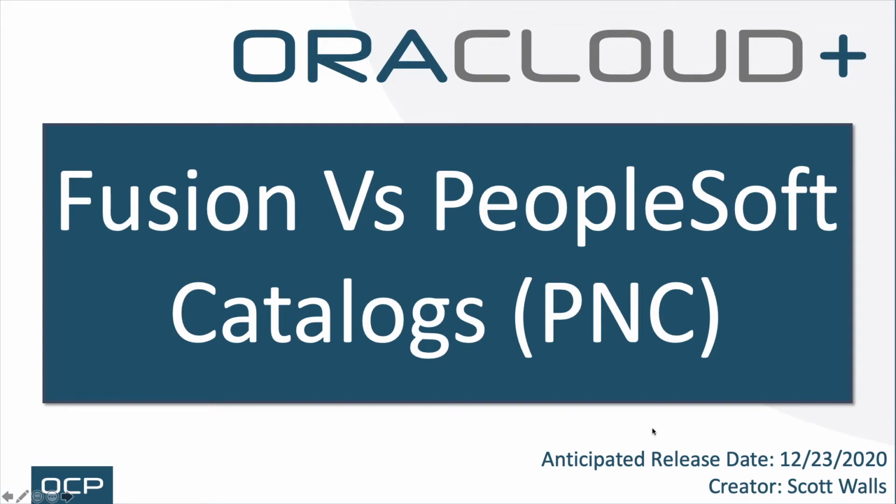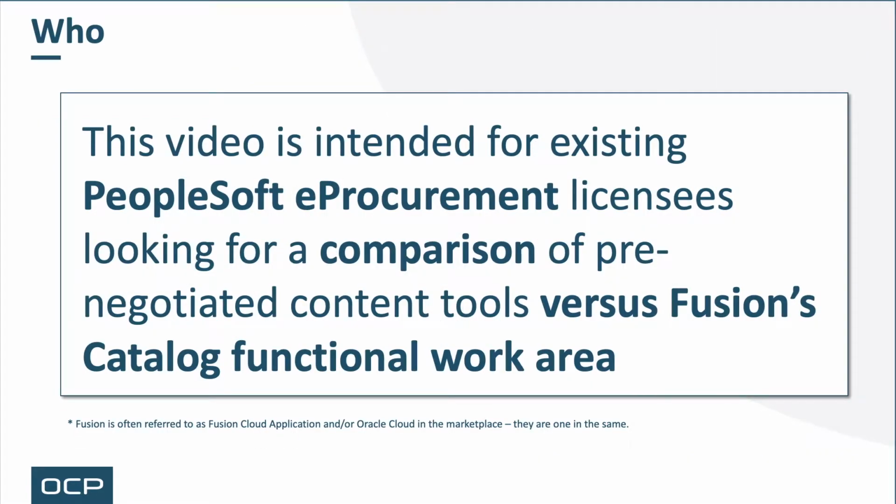Hello and welcome to the Fusion versus PeopleSoft Catalogs, or PNC pre-negotiated content, comparison video. This video is intended for existing PeopleSoft eProcurement licensees looking for a comparison of pre-negotiated content tools versus Fusion's catalog functional work area. In short, for sure PeopleSoft, but even in Fusion, they call it catalogs. I really think it should be called pre-negotiated content because there are other tools, which we talked about in the overview video for catalogs, that make a big difference in representing pre-negotiated content. So we'll talk about those here in a minute.